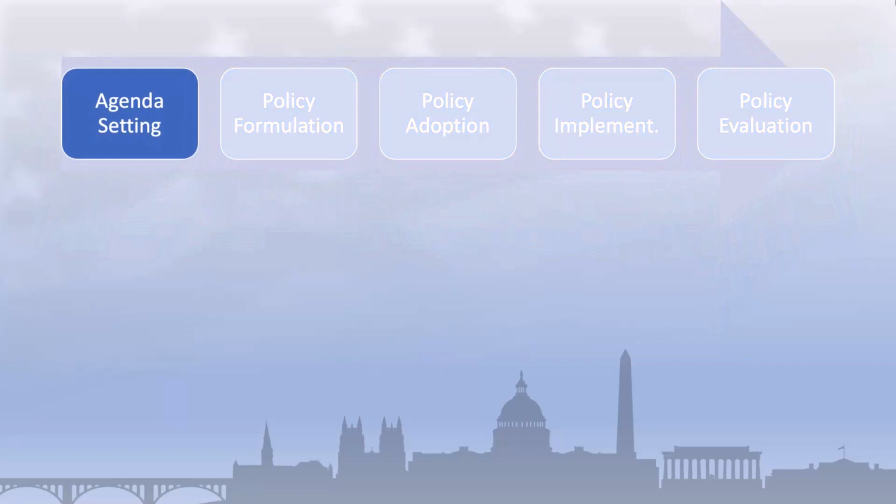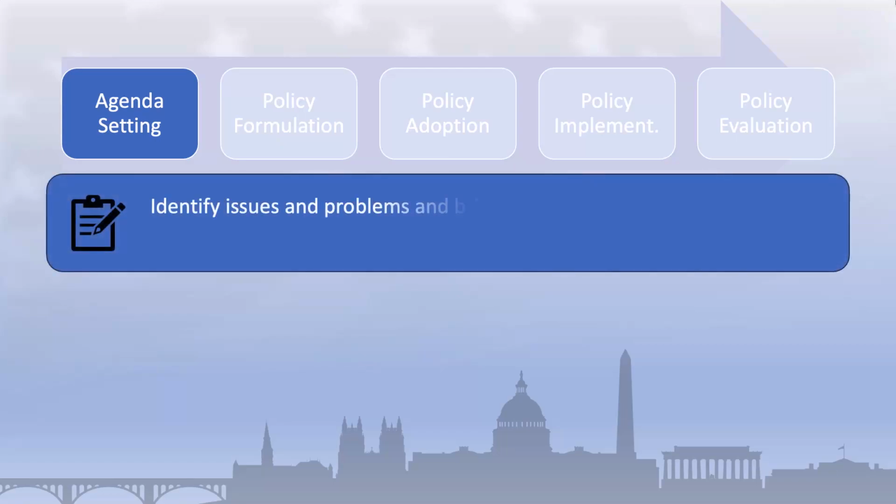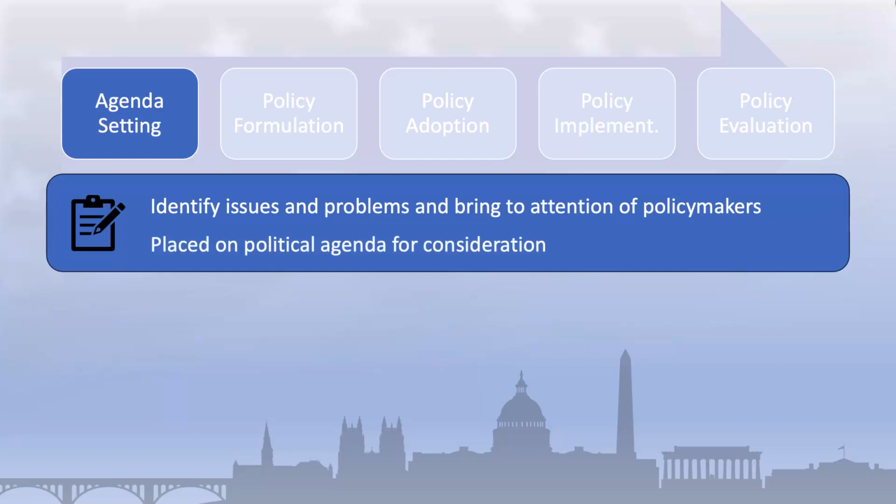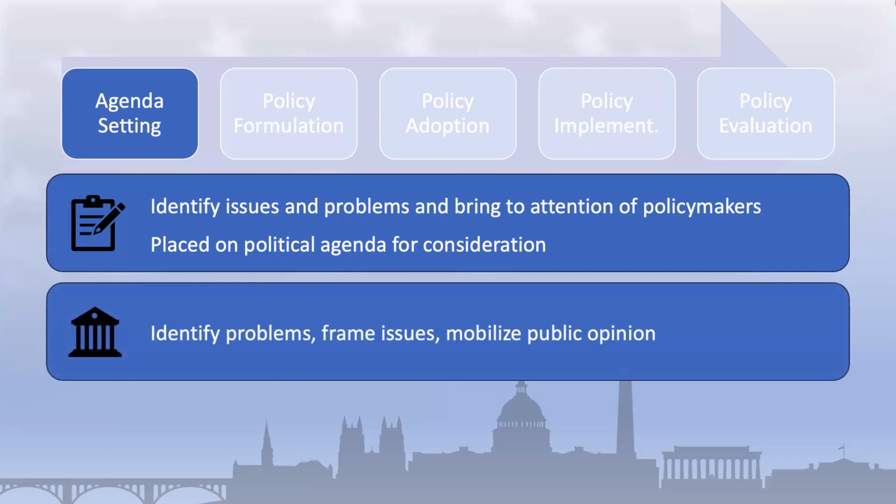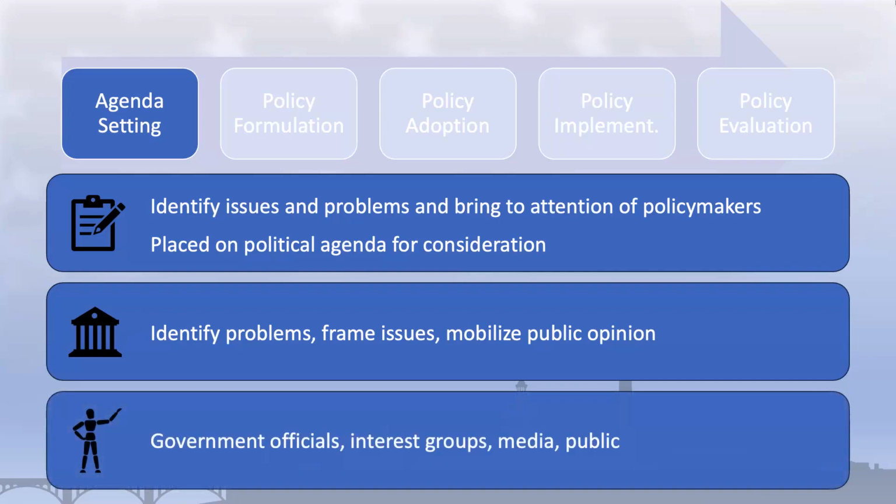The agenda-setting stage is the first stage in the public policy process, and it's where issues or problems are identified, brought to the attention of policymakers, and placed on the political agenda for consideration. Key activities during this stage include the identification of problems, framing of issues, and the mobilization of public opinion and interest groups to draw attention to specific concerns. The key actors at this stage include government officials, interest groups, the media, and the public.